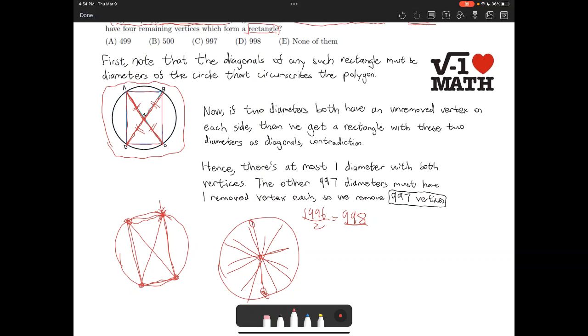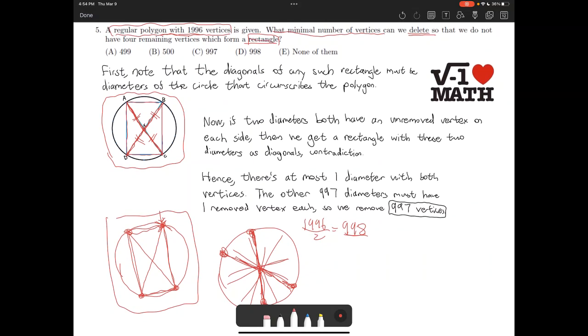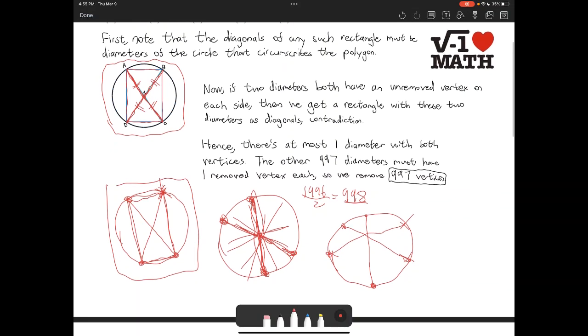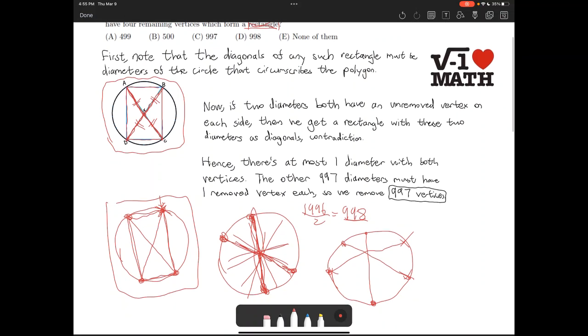Now, if we have at least 2 diameters such that these points are not removed, then by this argument, something is going wrong because we can't have rectangles. So, what does this mean? At least 2 doesn't work, so we can only have at most 1 diameter with both points not removed. And any other diameter of the circle has a removed point. Okay, these are not diameters, but you get the point. So we must have 1 diameter with both vertices.